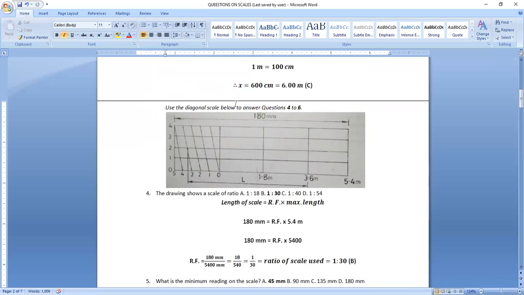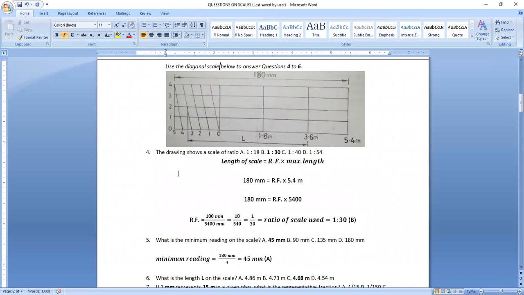So use the diagonal scale below to answer questions 4 to 6. Question 4 says that the drawing shows a scale of ratio. They want us to calculate the RF, or the scale. To calculate the scale used, we have to use this formula: length of scale is equal to RF times maximum length.